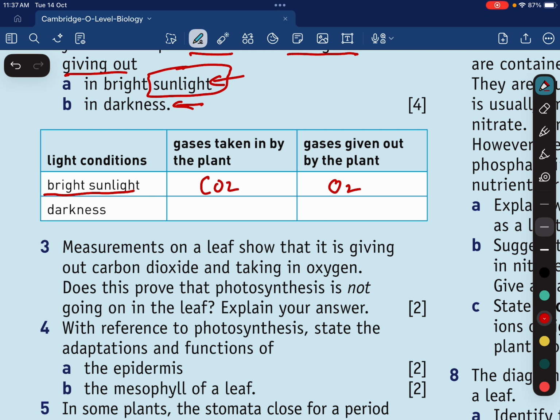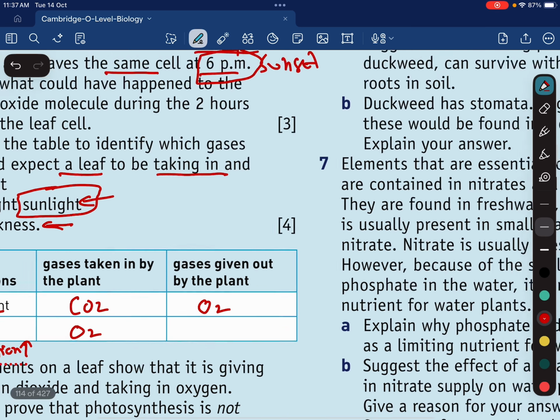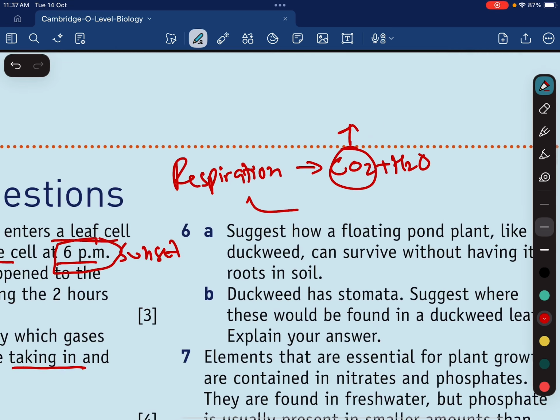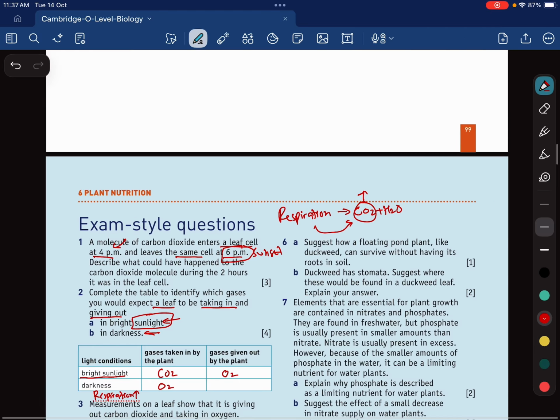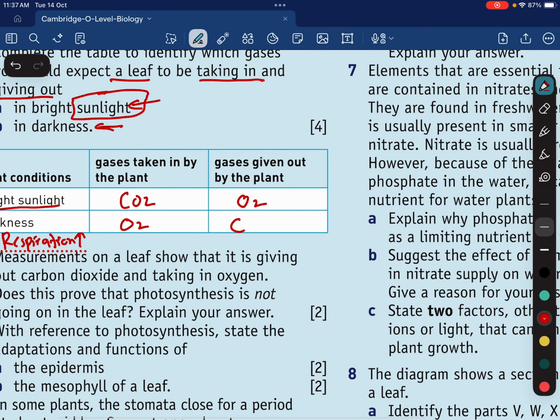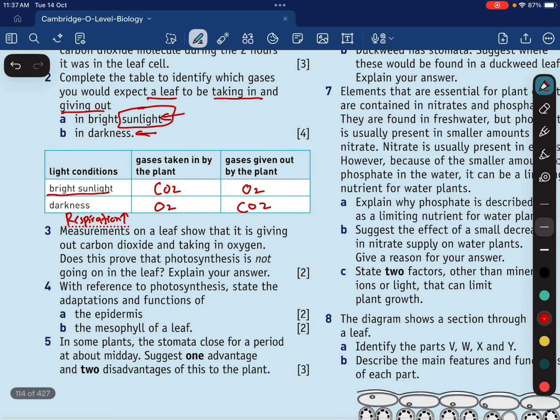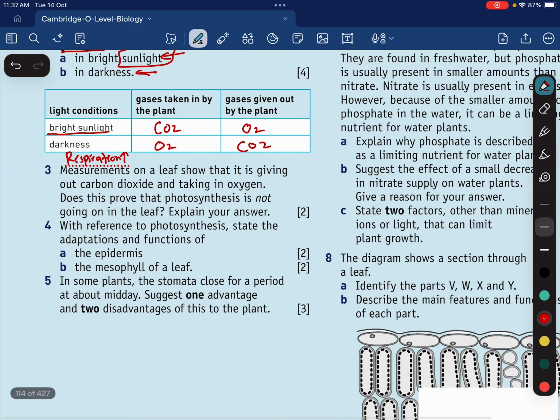In darkness, however, respiration takes place in higher amounts, right? So what is taken in for respiration? Oxygen is taken in for respiration. And what is the product of respiration? What is given out at the end of respiration? I think we made it up here as well. Look, this is the product. Carbon dioxide is the product of respiration. So carbon dioxide is given out. Pretty simple. Sorry, I confused you up there, but yeah, that's basically it.